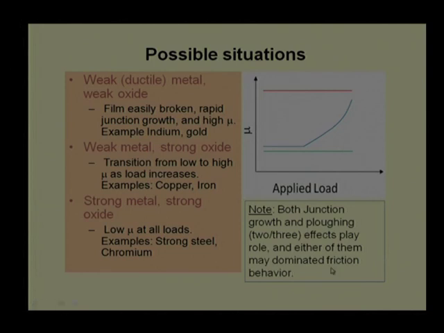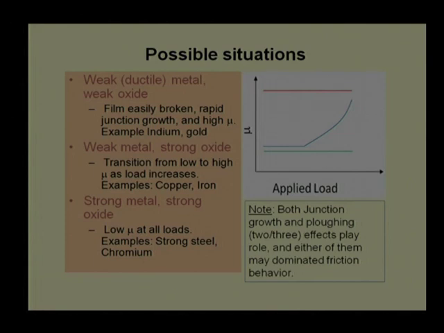Now, finally coming to this slide, the note is on both junction growth and plowing effects. Here I use the words 2 and 3, that means plowing generally occurs due to 2 body and 3 body. When we are talking about 2 body, it is asperities which are firmly attached to the surfaces, and only asperities are coming into contact. When we are talking about 3 body plowing, we are assuming there is some debris at the interface, and that is creating some sort of plowing effect.